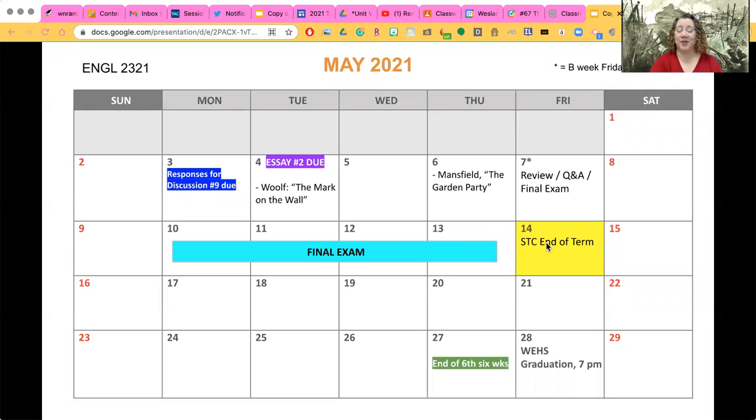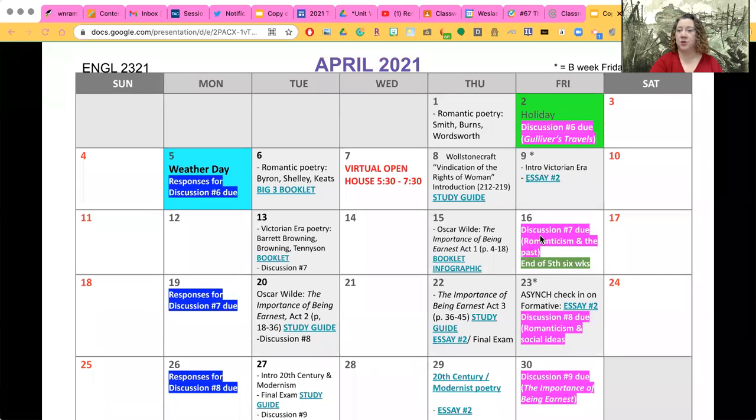So the term ends on the 14th. I do not expect you to come to class or do anything for class after the 7th, except the final exam. So when you're done with the final exam, there aren't going to be formatives. This week of the 17th, the week of the 24th, school's still going to be happening here, but I don't see the point of continuing with the course if the grades for STC are due on the 17th. So I'll just mark you present, and that will be it until the end of the term. So we don't have that much farther to go together, just about 2 weeks.